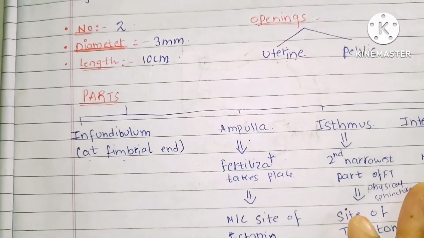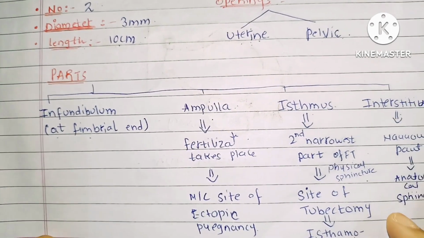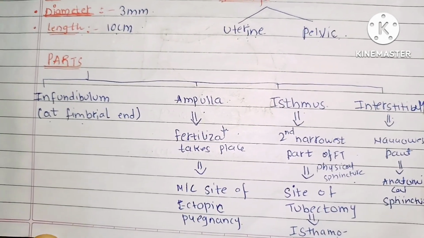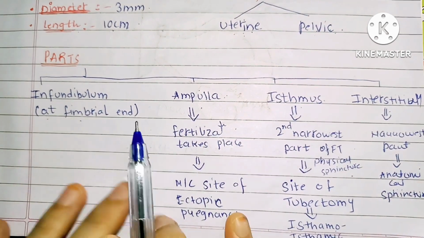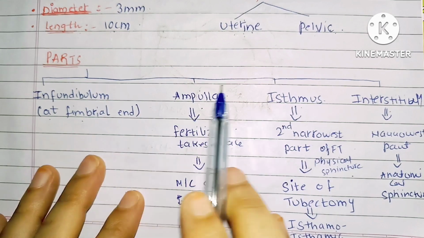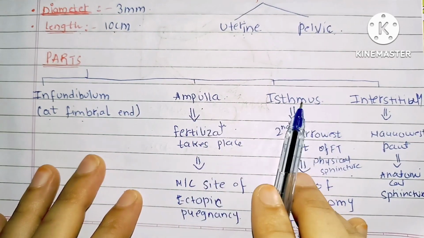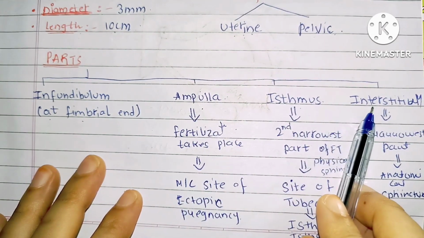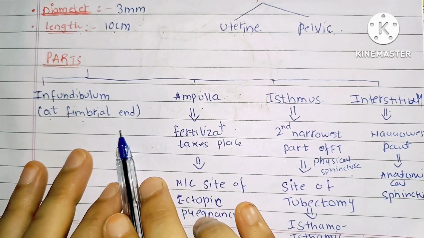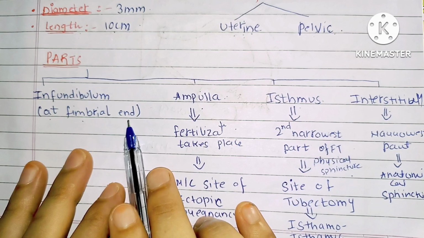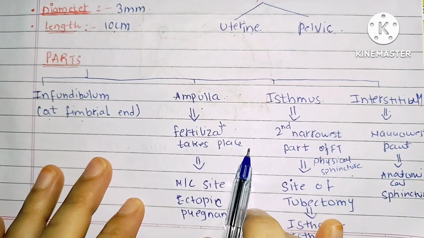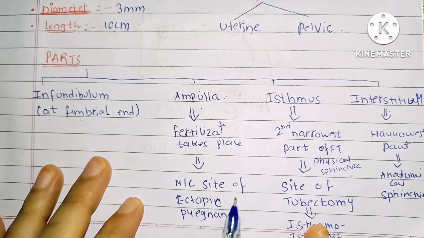Now coming to parts, it has 4 parts. First is the infundibulum, which is present at the fimbrial end. Second is the ampulla, third is the isthmus, and fourth is the interstitium. Infundibulum is present at the fimbrial end, as I have said earlier. Ampulla is the place where fertilization occurs, and it is the most common site for ectopic pregnancy.